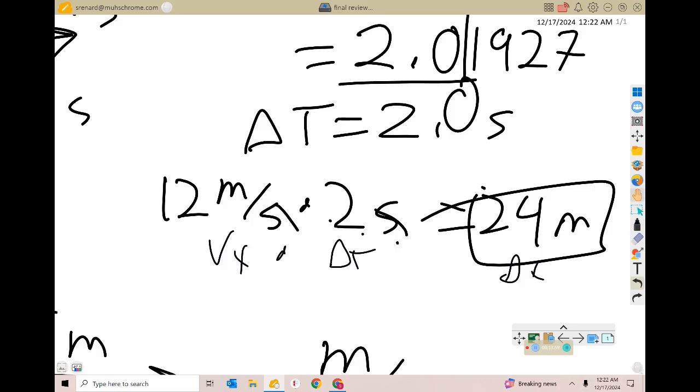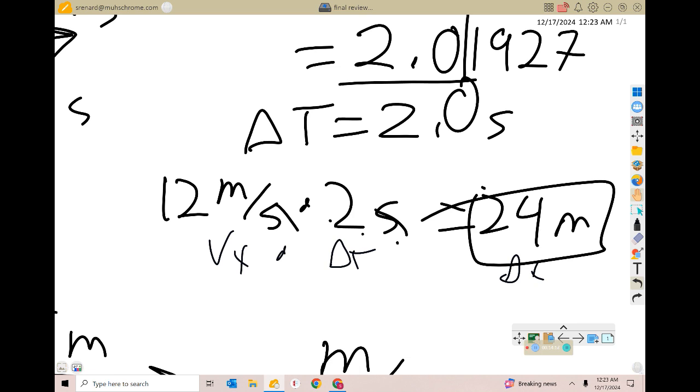So that's the process you want to go through on these problems. You want to, 1, find out how long it took to fall. 2, take that time, plug it back into the other equation based on what you're looking for. If you're looking for how far away it fell, it's really simple.